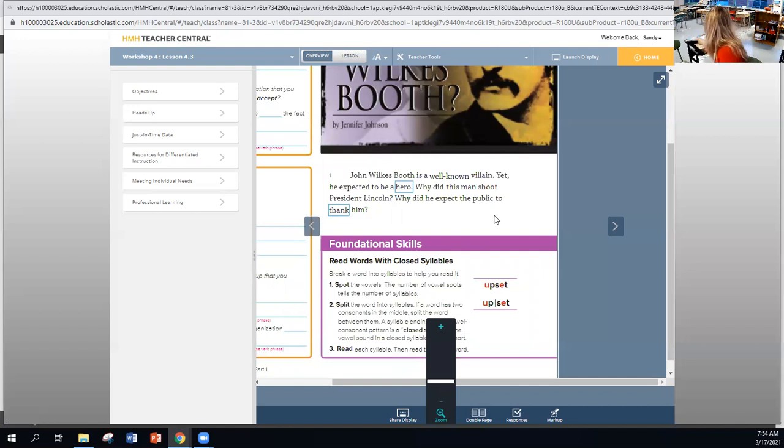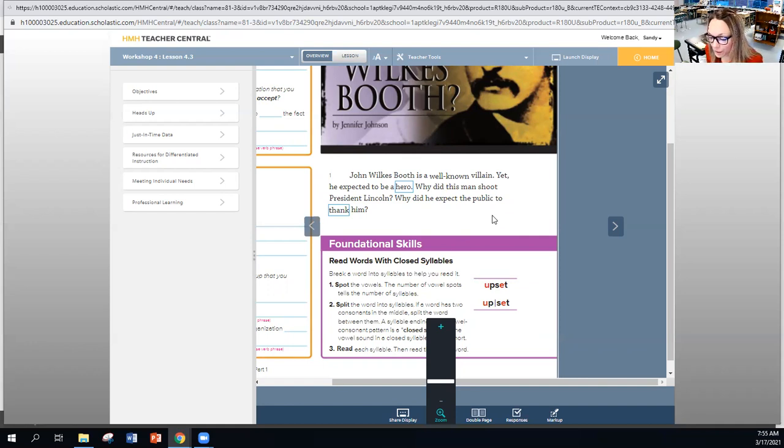Here it is. So who was John Wilkes Booth? John Wilkes Booth is a well-known villain, yet he expected to be a hero. Why did this man shoot President Lincoln? Why did he expect the public to thank him? Page 195. The answers lie in the Civil War. On April 9th, 1865, General Lee surrendered. Booth was upset. He could not accept the South as lost. He shot Lincoln 5 days later.